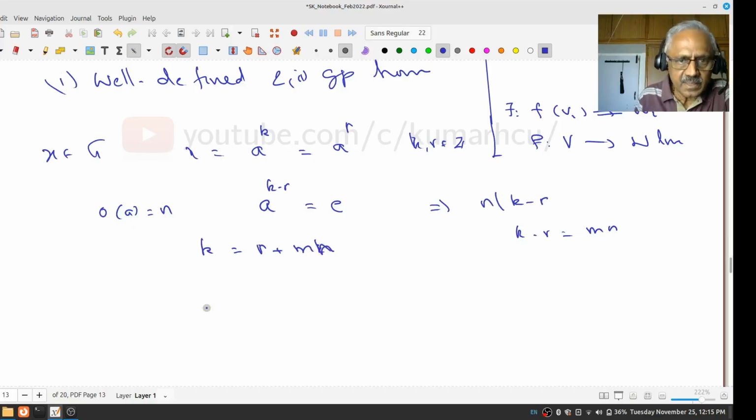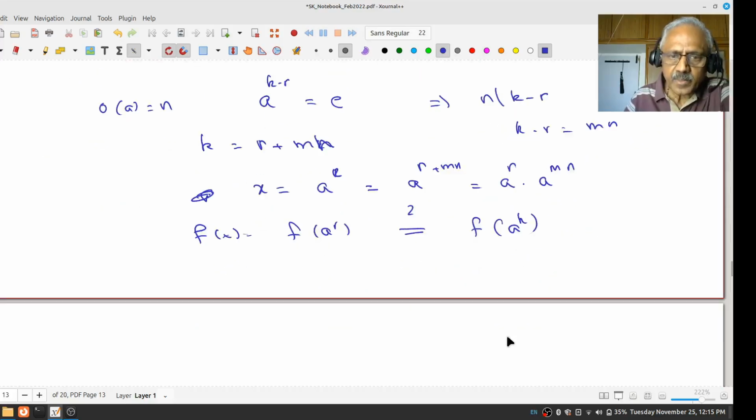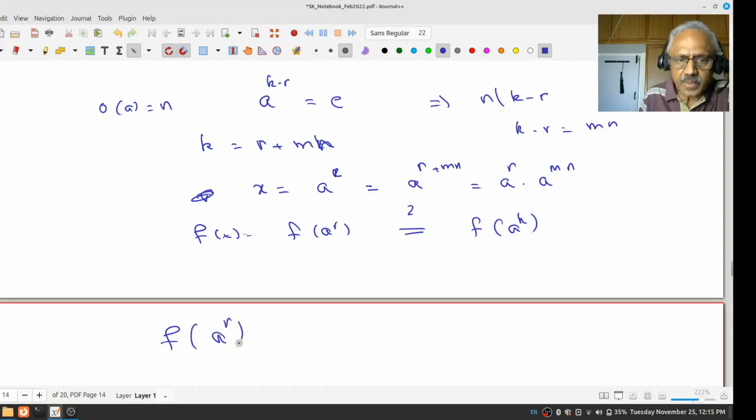Is that clear? Therefore my x is a to the power k, which is also equal to a to the power r plus mn. By law of indices, a to the power r into a to the power mn. Therefore f of x, okay, I have to check whether it is equal to f of a to the power k. But what is f of a to the power r? Let me see, f of a to the power k.